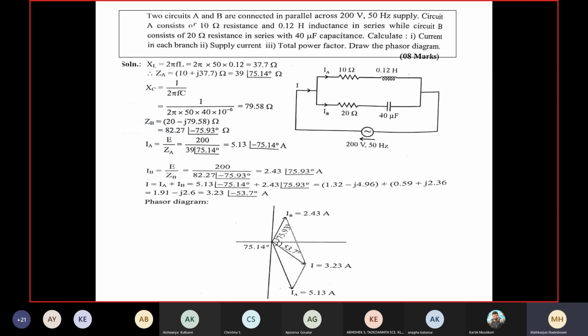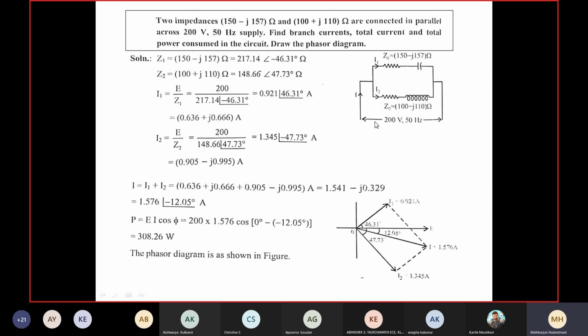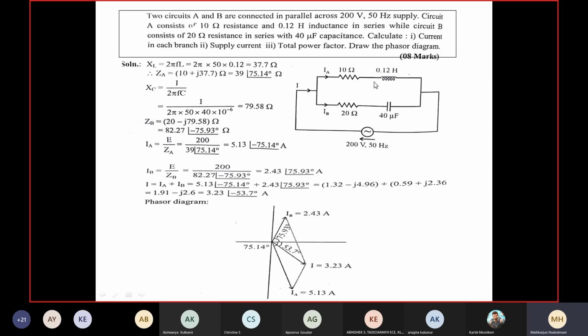Correct? Now you have not been given inductive reactance, capacitive reactance as XL, XC. In the previous problem XC, XL were given directly. It was easier for you. One step was easier. But here XL you have to get, XC you have to get. XL is 2 pi FL, 2 pi into 50 into L. Get the value of ZA, because it is drawn this way. They call this the first arm ZA, second arm ZB, current IA, current IB, total current I.